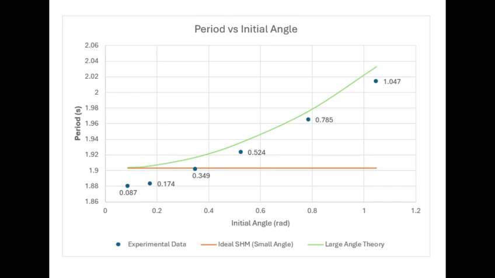Instead, it increases significantly, reaching 2.014 seconds at 60 degrees. This deviation confirms that the small angle approximation fails at the large amplitudes. So we can clearly say that for the large amplitudes, we cannot ignore the initial angle.